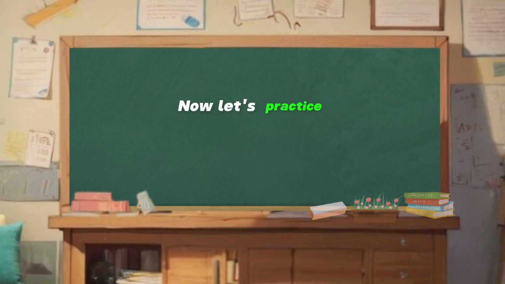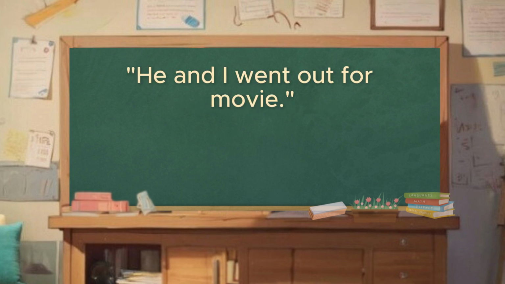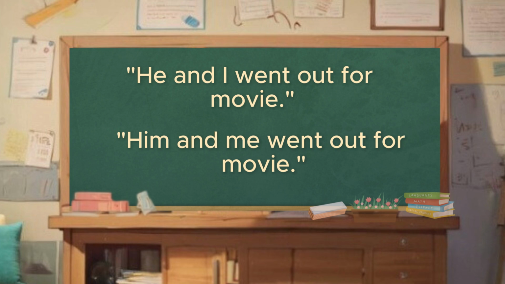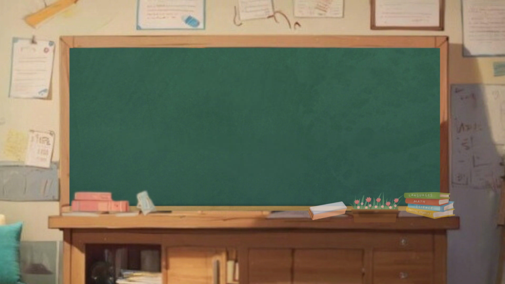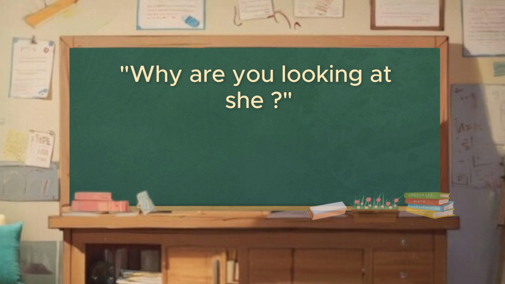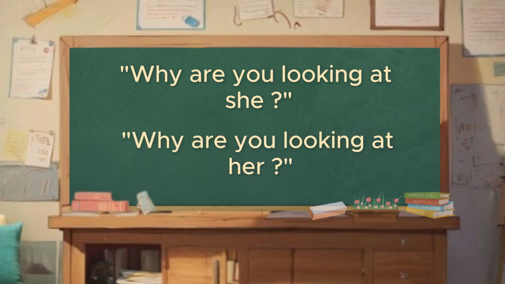Now let's practice. Do we say, he and I went out for movie? Or him and me went out for movie? The correct answer is he and I. He and I are the subjects, and remember that I comes last. Next, why are you looking at she? Or why are you looking at her? The right answer is looking at her. After a preposition like at, we need an object pronoun.